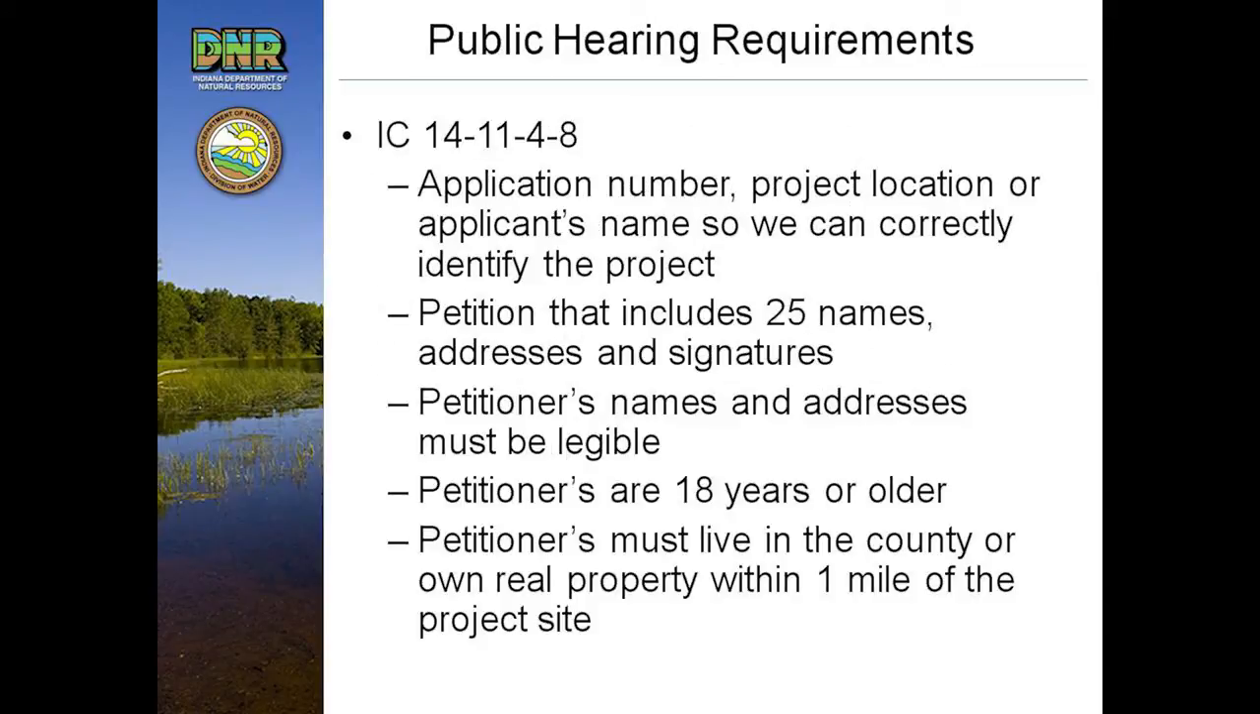Public notice provides an opportunity for landowners to petition the department for a public hearing to voice their concerns or comments regarding the proposed construction. The requirements for a petition must include the application number, project location or applicant's name in order to correctly identify the construction project, and the permit application number if known. The petition must include a minimum of 25 names, addresses, and signatures that are legible. The petitioners must be at least 18 years old and live in the county or own real property within 1 mile of the proposed project site.